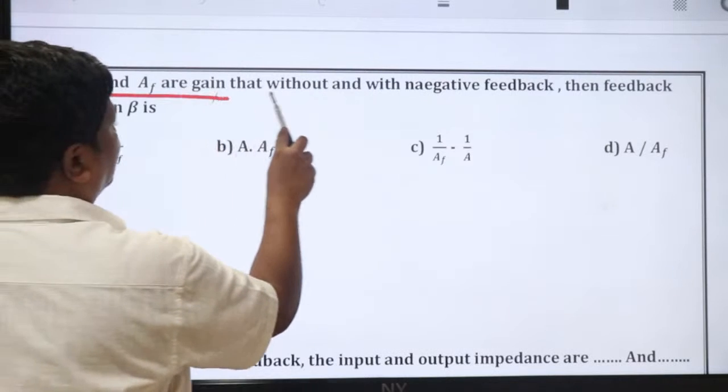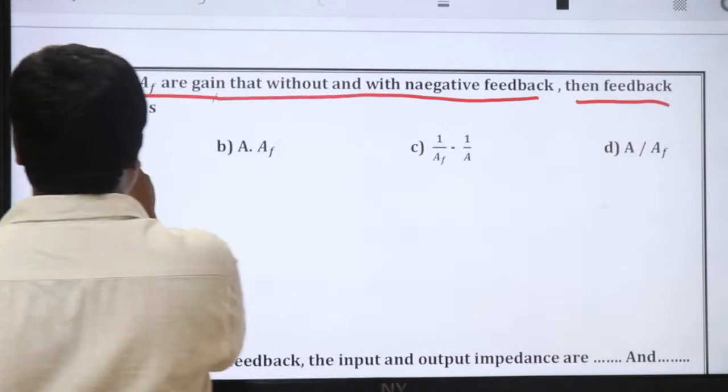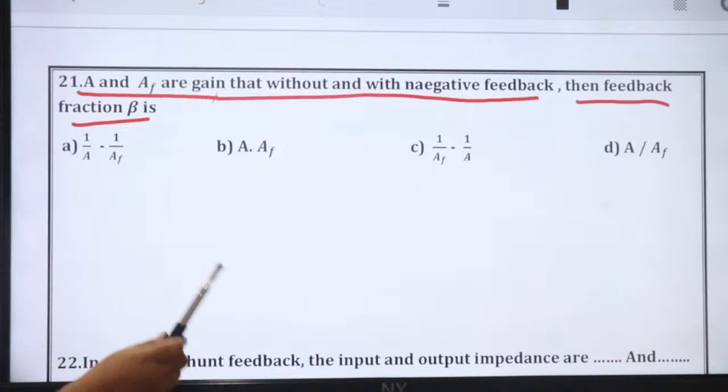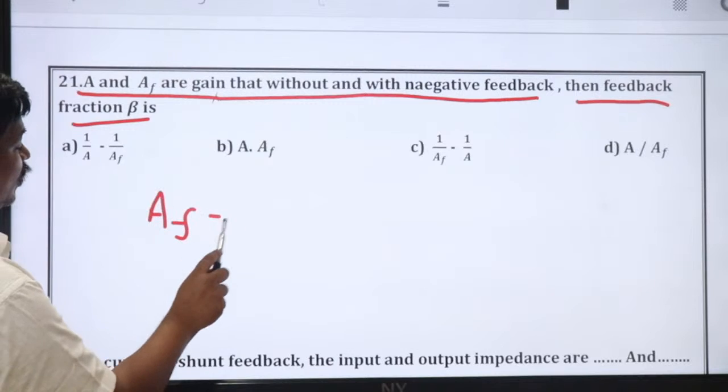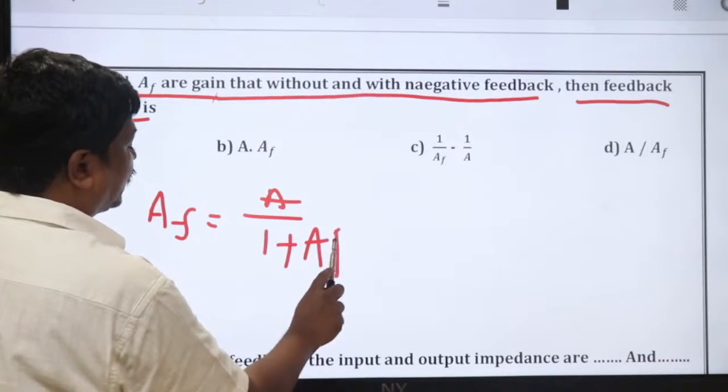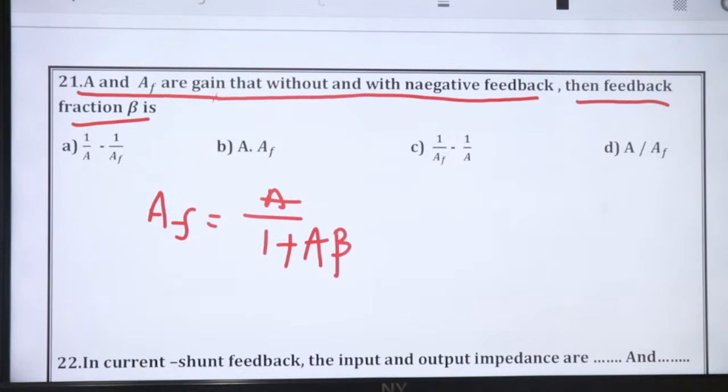A and AF are the gain without and with negative feedback. The feedback function beta is, you know already, negative feedback. AF is equal to A by 1 plus A beta. That you have to simplify in these terms. That becomes beta as 1 by AF minus 1 by A. 1 by AF minus 1 by A. Okay.